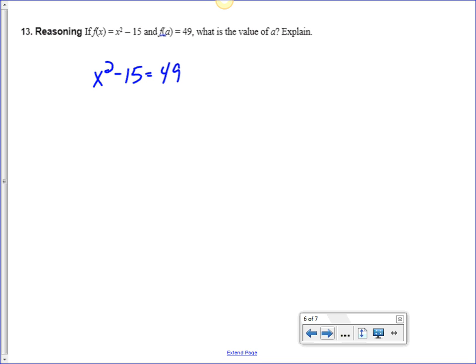How are you going to figure out what the x is? So hopefully we can logically think through this and think that we're going to add on 15. And you would get x squared equals 64. So x would have to be a positive 8 or a negative 8.